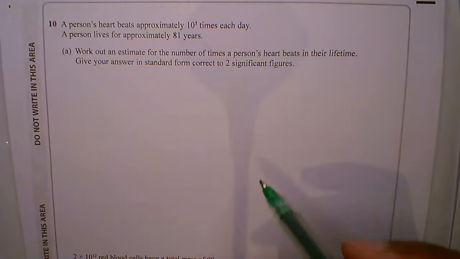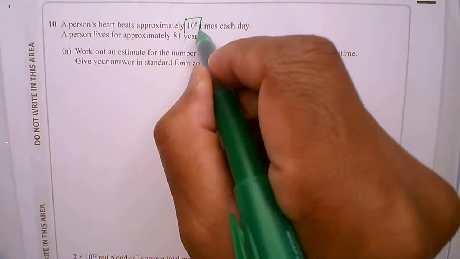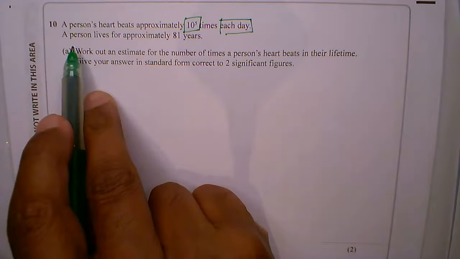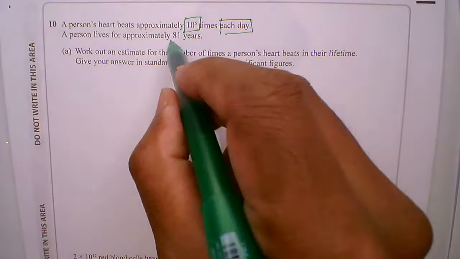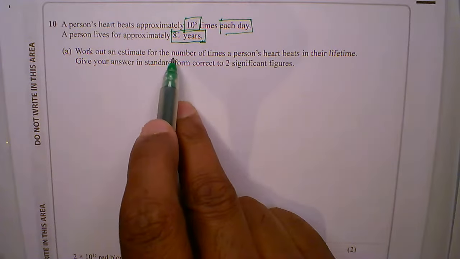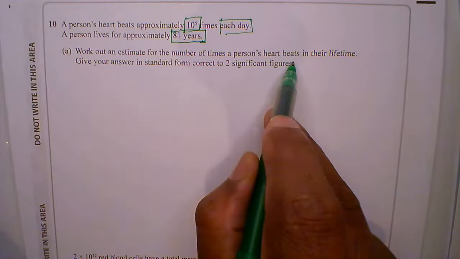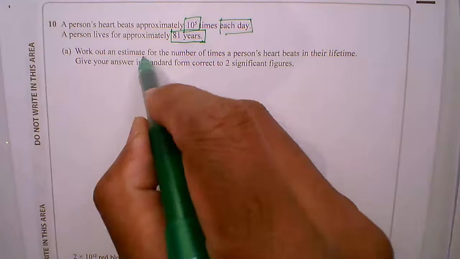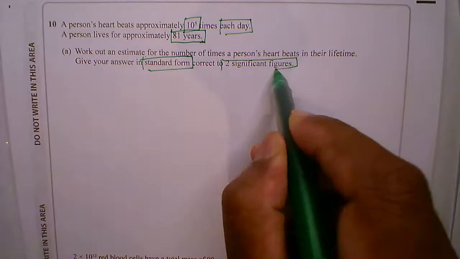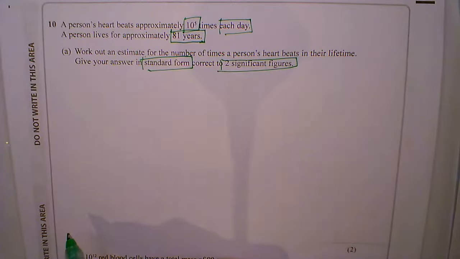So let's look at the key information. You've got 10 to the power 5 for each day. And then a person lives for 81 years. Work out an estimate for the number of times a person's heart beats in their lifetime. Give your answer in standard form, correct to 2 significant figures. So we've got problem solving going on.